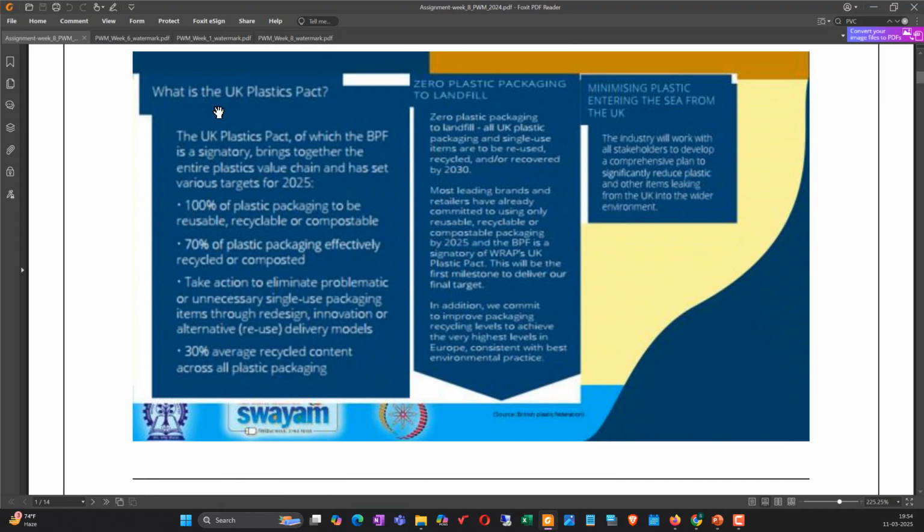What is the UK Plastic Pact? The UK Plastic Pact brings together the entire plastic value chain and has set various targets. Those were the targets discussed here: 100% of the plastic packaging, 70% of the plastic packaging, which is the second option, and the third one is the average recycled content. It also takes actions to eliminate problematic or unnecessary single-use packaging items through redesign, innovation, or alternative reuse delivery models, right? They also had zero plastic packaging to landfill, right?